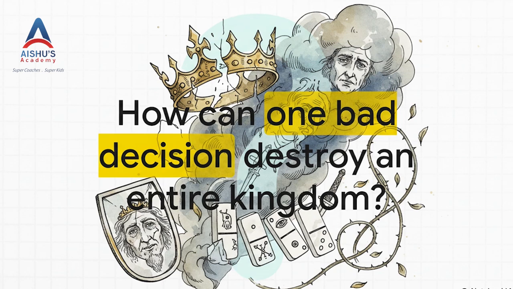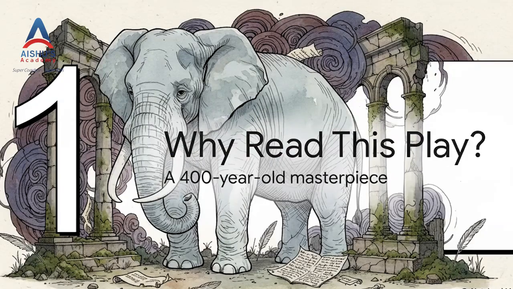We're going to see how a single mistake, born out of a king's vanity, sets off this insane domino effect of betrayal, madness, and war that just swallows everyone whole. So yeah, let's get into how it all falls apart. Okay, so first things first. Let's talk about the elephant in the room, right?